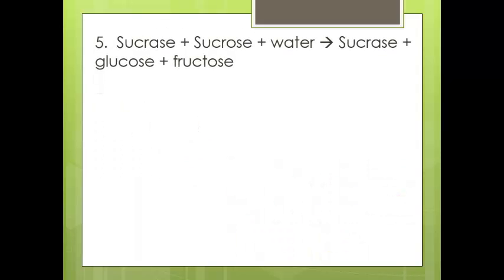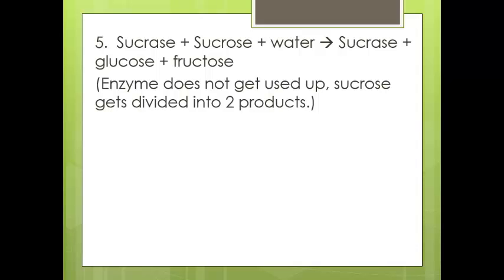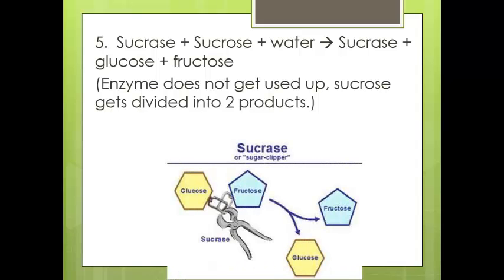Now let's take a look at sucrase. If we had sucrase, which is an enzyme, and it's going to take sucrose and water, what's it going to break it down into? First of all, the enzyme doesn't get used up in the process, but sucrose does get divided into two products.